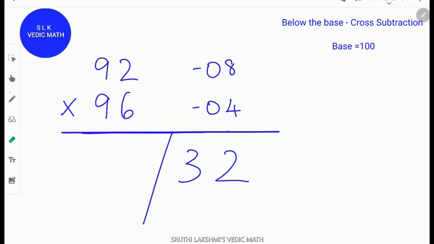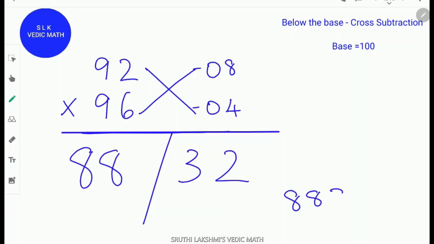We either cross-subtract 92 minus 4 or 96 minus 8. They both give the same answer, which is 88. So 92 times 96 is 8832.